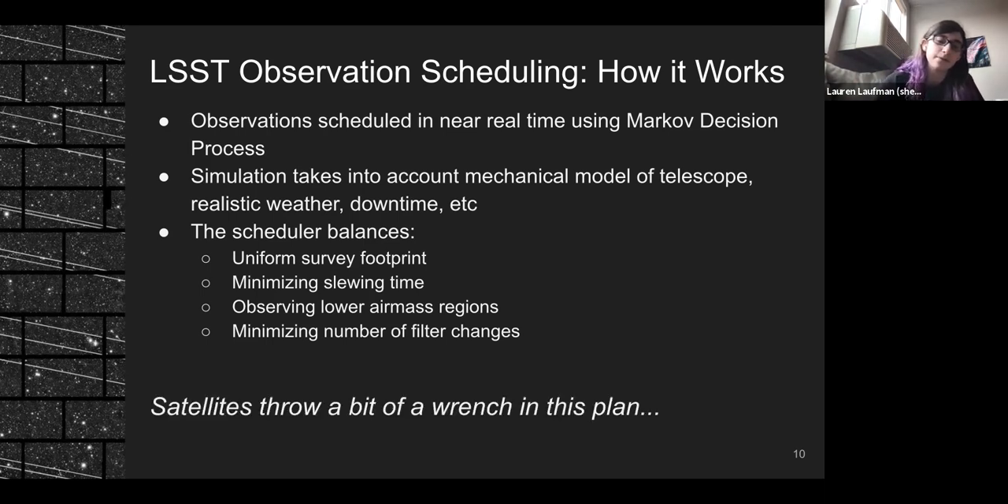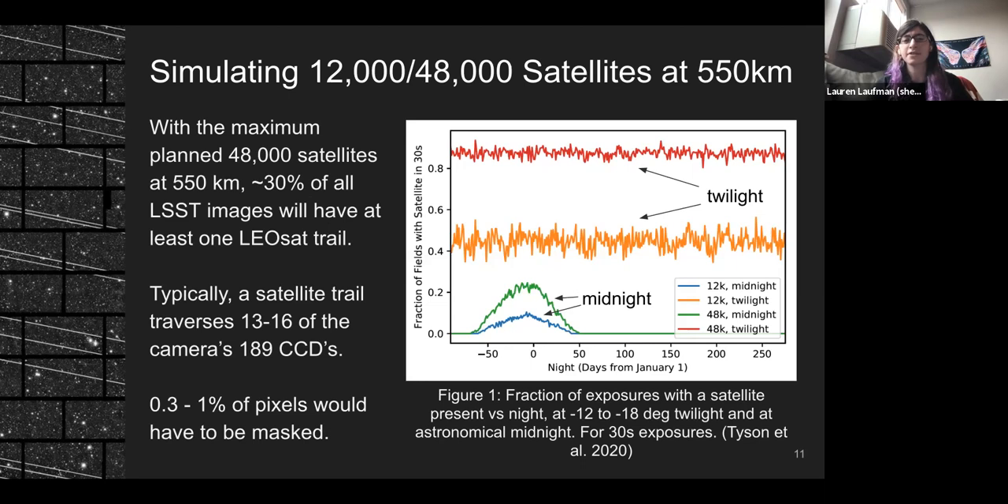However, satellites throw a bit of a wrench into this plan. So one group did a simulation of 12,000 and 48,000 Starlink satellites at an orbital altitude of 550 kilometers to see how that would affect the LSST telescope. Right here, with the maximum planned 48,000 satellites at 550 kilometers, about 30% of all LSST images will have at least one satellite trail. That's really bad.